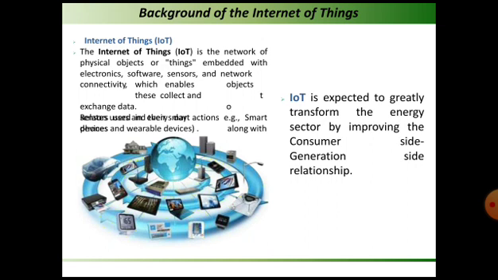Here is the background of the Internet of Things. The Internet of Things is the network of physical objects or things embedded with electronics, software or sensors and network connectivity, which enables objects to collect and exchange data, for example smartwatches and wearable devices. IoT is expected to greatly transform the energy sector by improving the consumer side and generation side relationship.